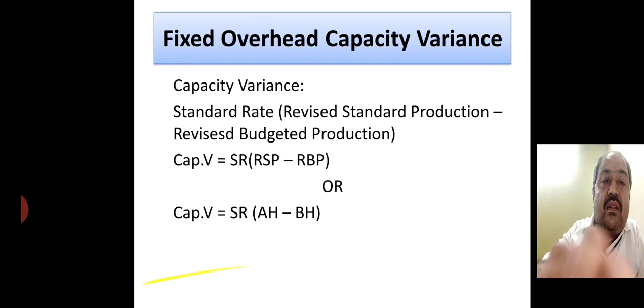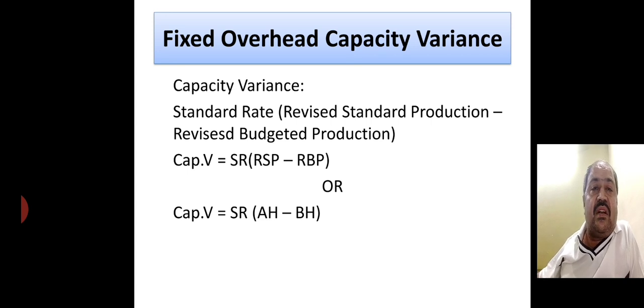Now the next and last variance is fixed overhead capacity variance. Capacity variance: the formula is standard rate into revised standard production minus revised budgeted production.